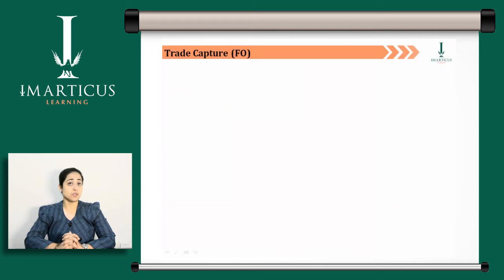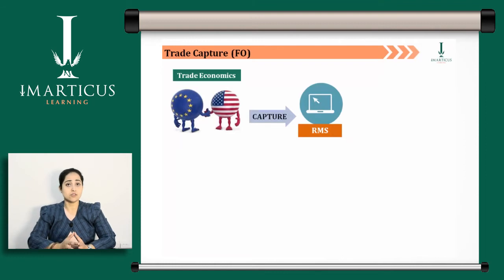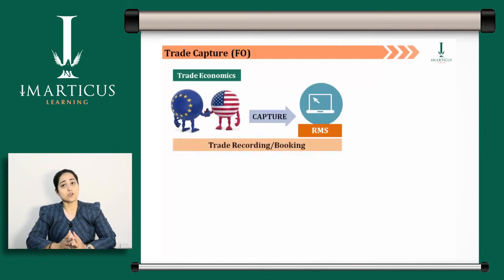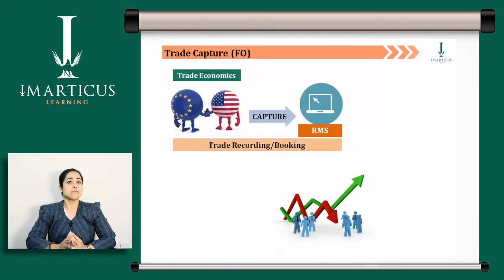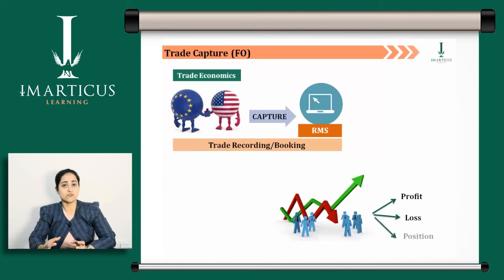Next step is the process called trade capture. Once the trades have been executed by the front office, the next step is to capture the trade economics onto the risk management system or RMS. This is also known as trade recording or booking. Trade capture is extremely important as the RMS highlights the potential profit and loss and position of the firm.